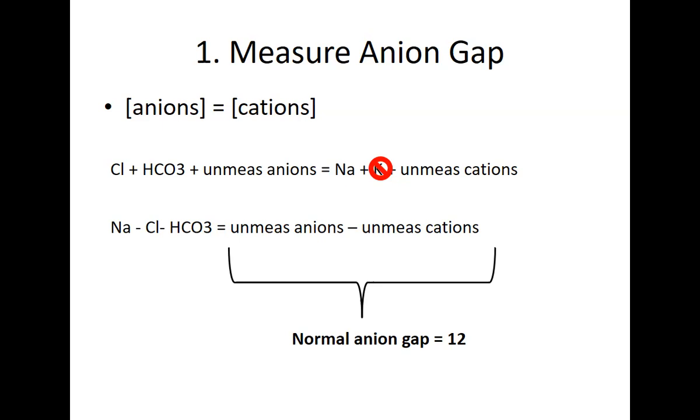Now, unmeasured anions are more than the unmeasured cations. So a normal anion gap is 12. Keep that in your mind. With your normal pH of 7.4, your bicarb of 24, your PCO2 of 40, a normal gap is 12.